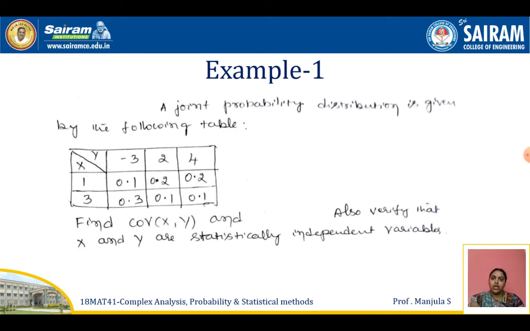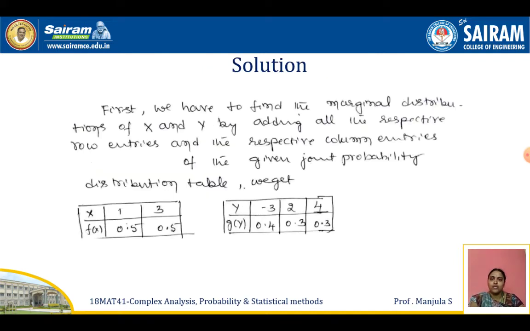With the help of this given data, they asked us to find the covariance of xy and also verify that x and y are statistically independent variables. So that we have to prove now. First, observe the given joint probability distribution table. With the help of that, we can write the marginal distribution table.